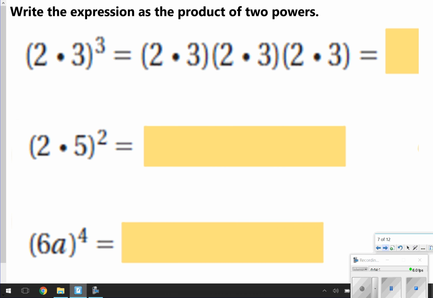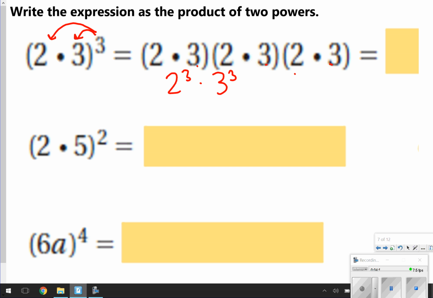Here are some other examples. Remember, this is going to be a power within parentheses. I have 2 times 3 to the third power. That just means I need to see 2 times 3, 2 times 3, and 2 times 3. What that means is you're going to see 3 2's and 3 3's. So basically you are distributing the exponent to each of the numbers.